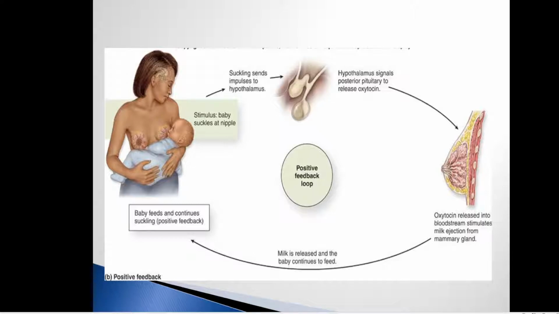Stimulus: baby suckles at the nipple. Suckling sends impulses to the hypothalamus. The hypothalamus signals the posterior pituitary to release oxytocin. Oxytocin released into the bloodstream stimulates milk ejection from the mammary gland. Milk is released and the baby continues to feed, and continues suckling, and all of this starts again, a positive feedback effect.